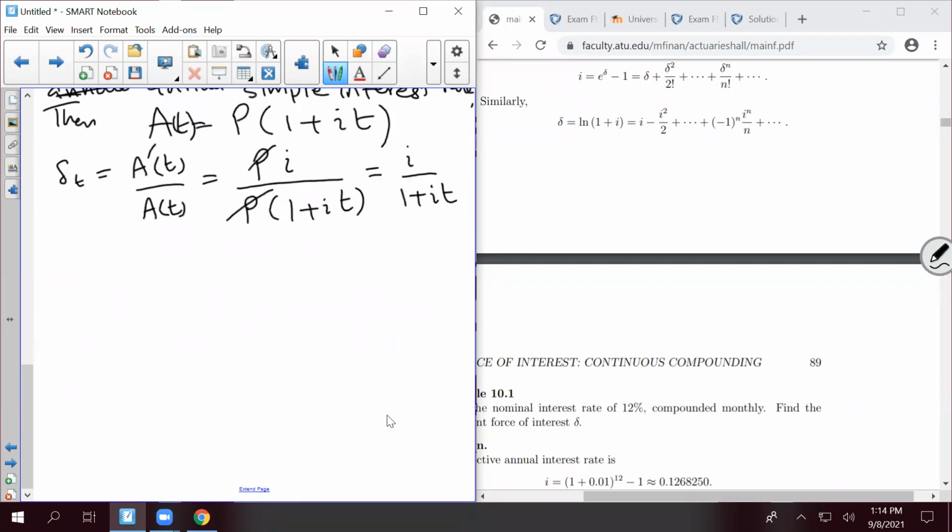Okay. So let's see. We are in a position to do the problems. Let's look at problem 10.1.